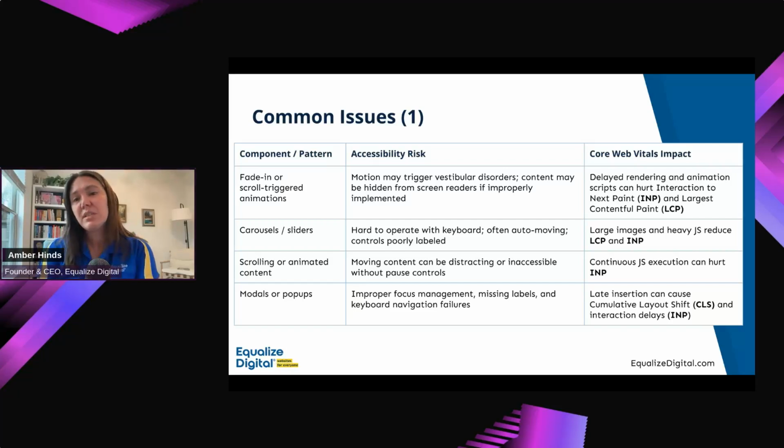And then the things that we see related to Core Web Vitals with these are large images. They often have very heavy JavaScript loads. So both of these can reduce both your LCP and your INP. And they could be render blocking as well. Scrolling or animated content is very similar. We've talked a little bit about this already, but moving content can be distracting. If there are no pause controls, then that can be a significant issue.